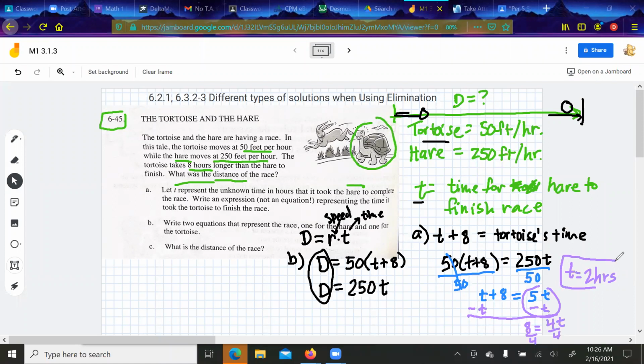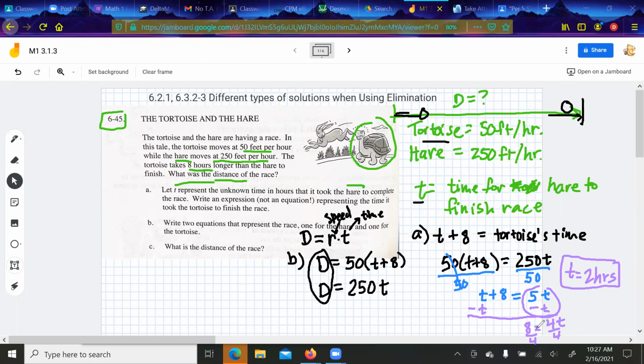So whose time is that? T equals 2 hours. Whose time is that? Please write that in the chat or say it out loud. Chat is good. Give you a second to write it in the chat. Is that the tortoise's time or the hare's time? Who is time T?